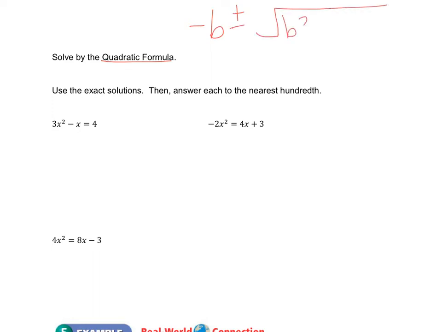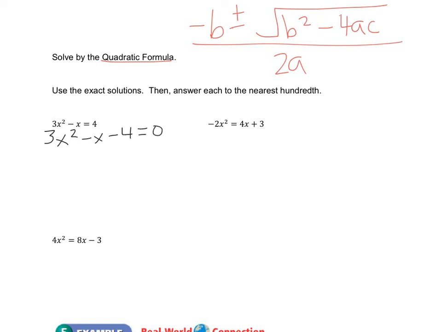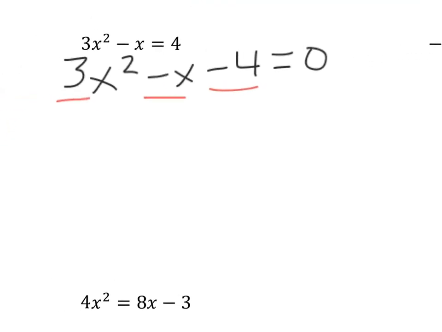So it is opposite b, plus or minus, so add and subtract the square root of b squared minus 4ac, and take it all over 2 times a. So what you first want to do is get ax squared plus bx plus c on one side, to determine what your a is, your b is, and your c. Then I'm going to plug it in to the formula.